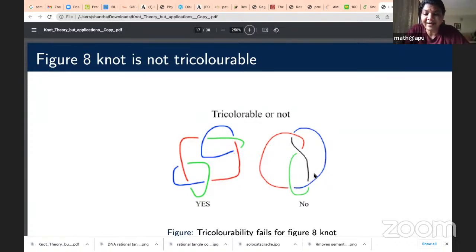On the right side picture, however hard we try, there is a black thing. We don't know what to do with it, right? Whatever color we get, there seems to be a problem. If we put green, then it clashes with our rule. If we put blue, it clashes with our rule. If we put red, it clashes with our rule. So we say that the right-hand side knot is not tricolorable. Right. Thank you.